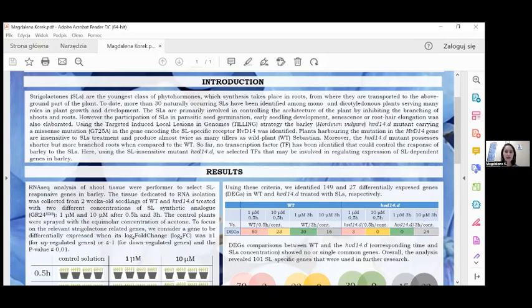Strigolactones are the youngest class of phytohormones, whose synthesis takes place in roots, from where they are transported to the above ground part of the plant. Today, more than 30 naturally occurring strigolactones have been identified among monocot and dicot species, and they play many roles in plant growth and development. For example, a major role of strigolactones is controlling the architecture of the plant by inhibiting the branching of the shoots and the roots.